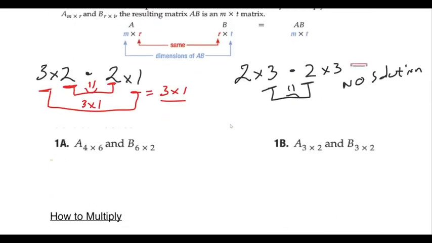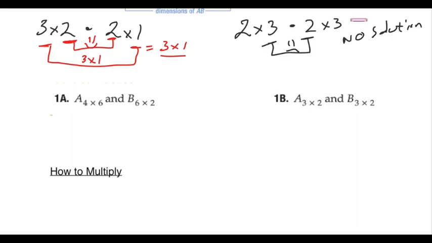Let's do some examples, just to see if we can multiply. That's all we're caring about right now. This is the first one. A 4 by 6 times a 6 by 2. All these insides match. Yay. And then we get a 4 by 2. We can multiply, and I'll get a 4 by 2.